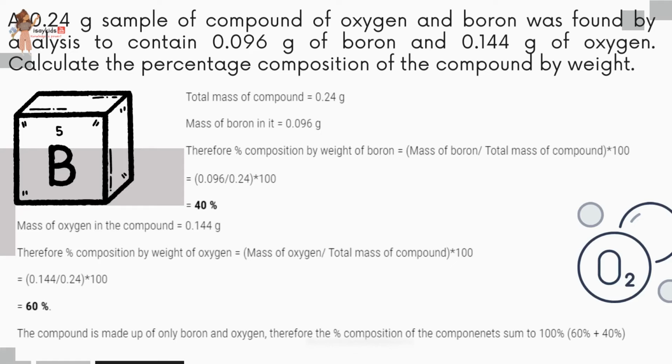The compound is made up of only boron and oxygen because the total composition is 60% plus 40%, that is 100%.